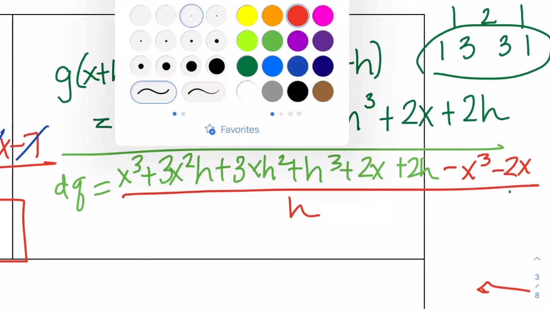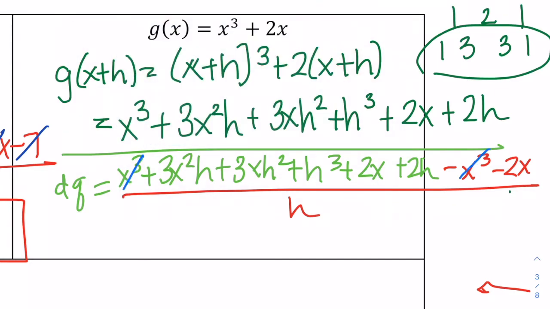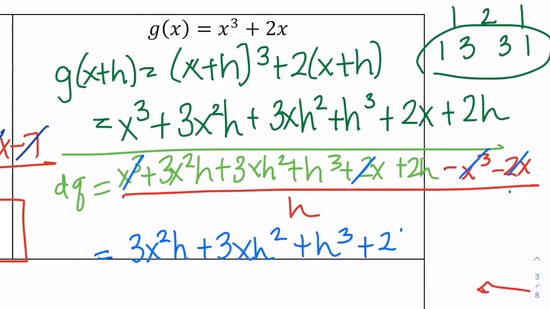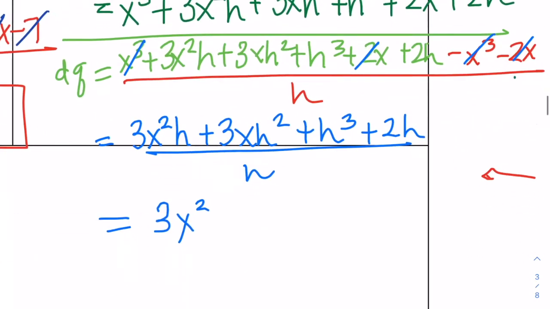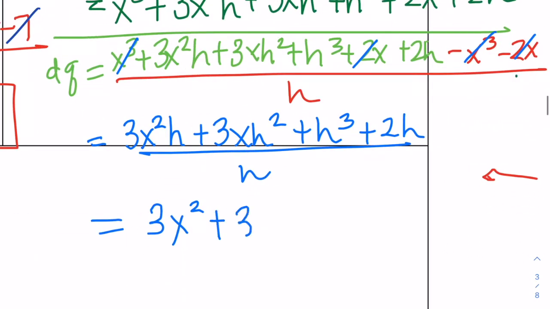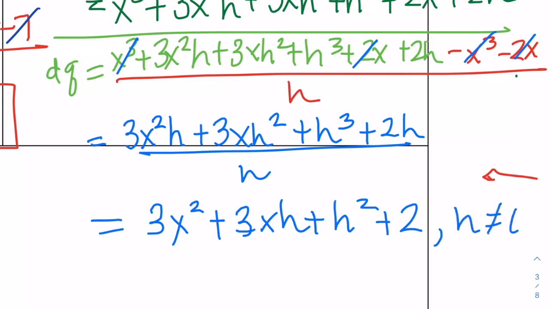Okay, we're going to have some things cancel here. The x cubes and the 2x. And we're left with 3x squared h plus 3xh squared plus h cubed plus 2h all over h. And we could simplify that to 3x squared plus 3xh plus h squared plus 2, and remember h cannot equal 0.